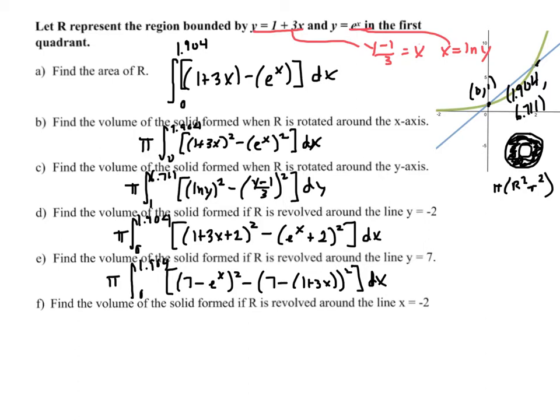Now, rotating around the line x equals -2. So now the vertical, so we're back to using what we did in part C. And of course, the natural log and the (y minus 1) over 3 tell me how far away from the axis I am. So if I'm rotating around -2, I made the radius 2 units larger. So we're going to have natural log of y plus 2.